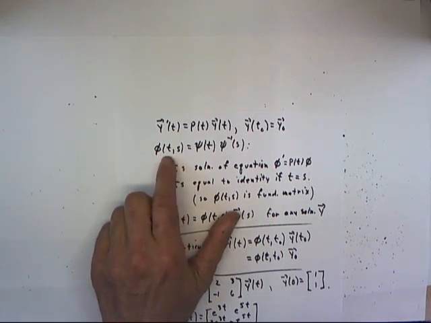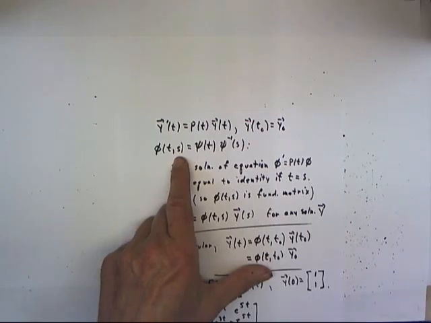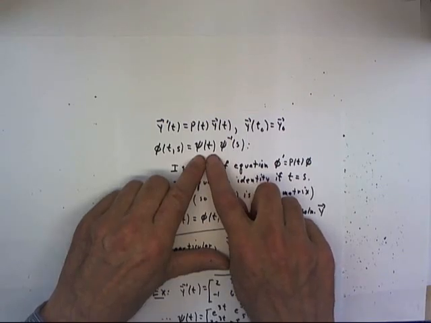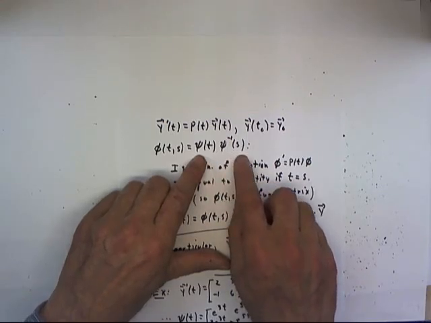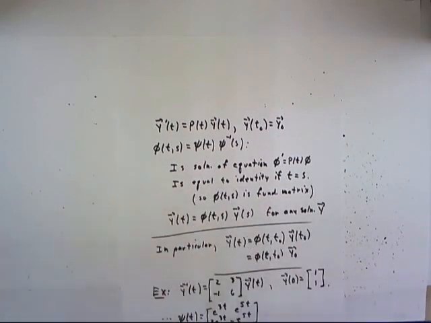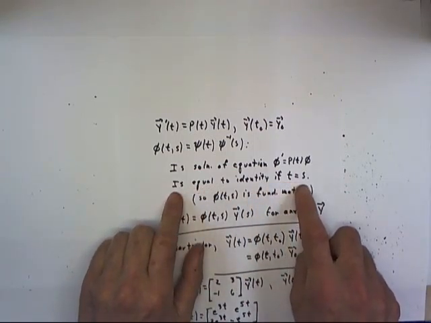Now we really regard t as the variable in this equation, and s is just a parameter of the solution, and we'll see how that works in a minute. Phi of t, s, though, is going to be defined to be psi of t times psi inverse of s. Now, this matrix, phi of t, s, defined this way, is equal to the identity if t equals s.